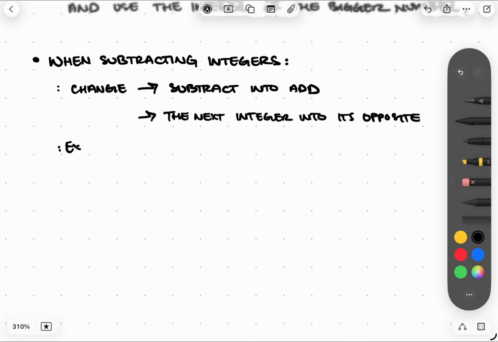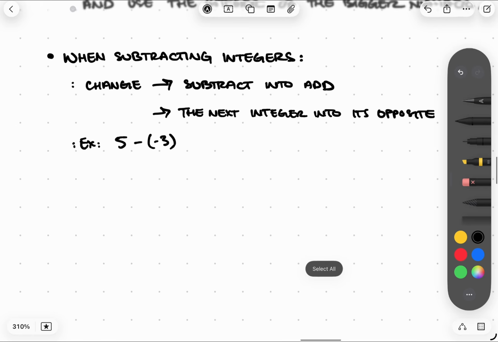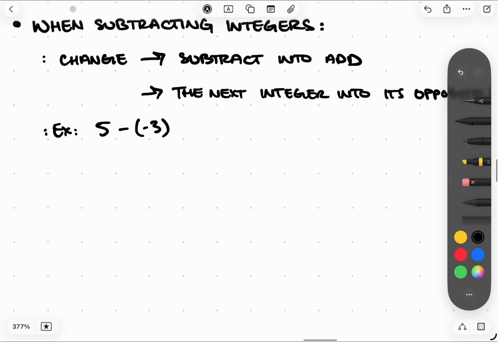Let's do an example. Let's say I have 5 minus -3. To keep it short and simple, I have to change this. And when I do the changes, we're going to write downwards, making sure we are doing this step by step. This allows me or anyone else looking at your work to understand what you are doing, right?